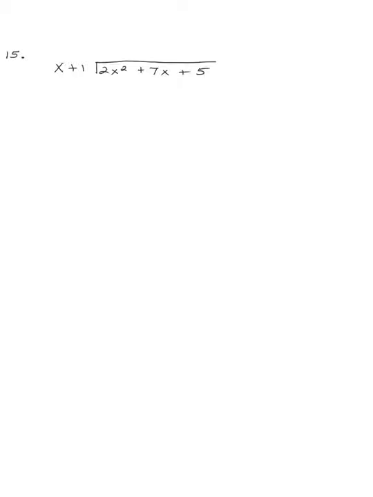All right, to divide these two polynomials, I'm going to first multiply by 2x. That gives me a 2x squared plus 2x. Now I subtract these. So 7x minus 2x is 5x. I'll bring down the 5. This means I must multiply by 5. And therefore we get 5x plus 5, which is great, meaning that when we subtract these two things, the remainder is 0.